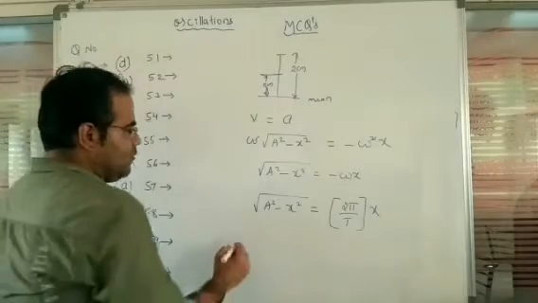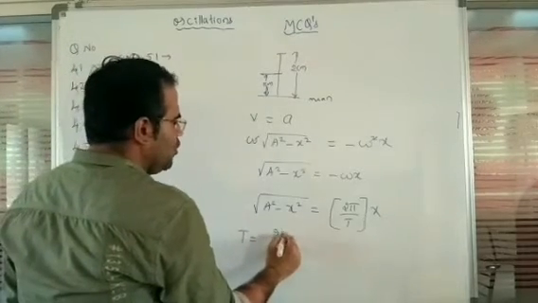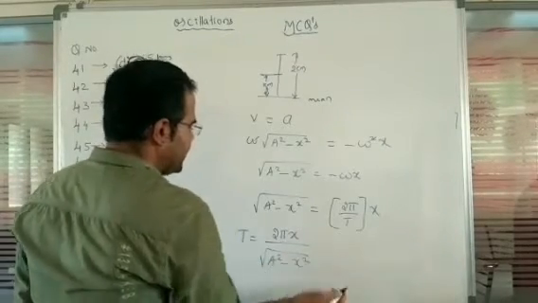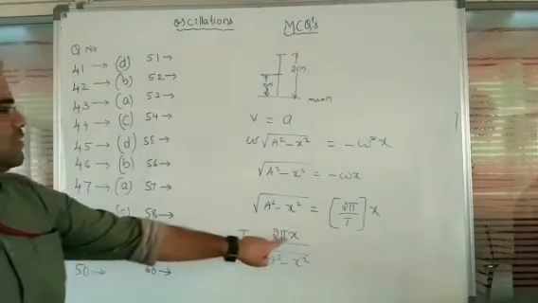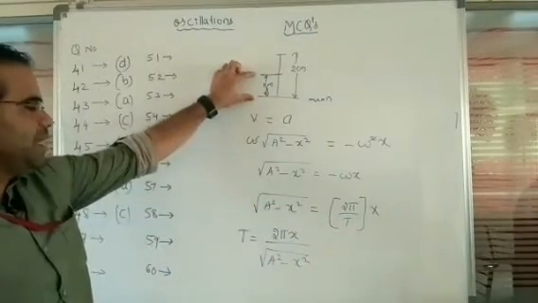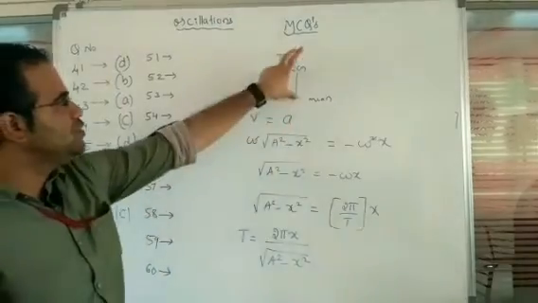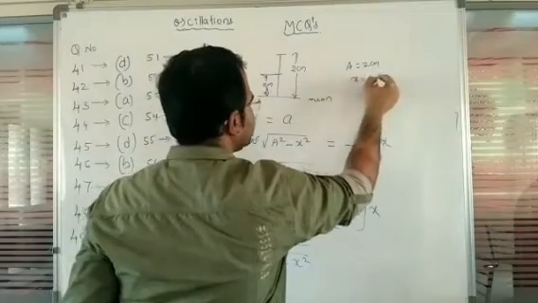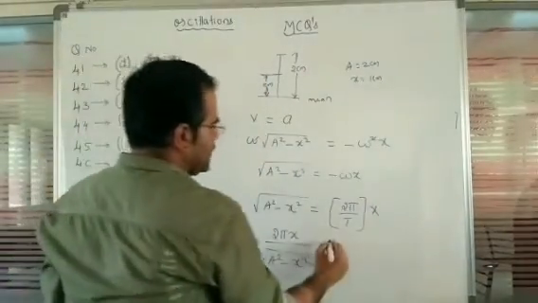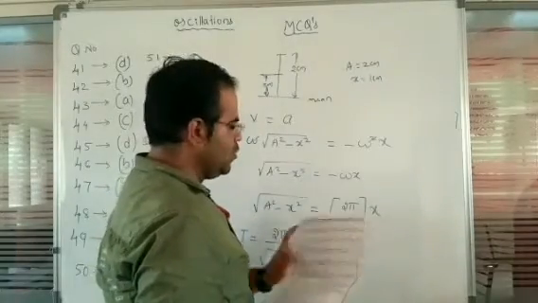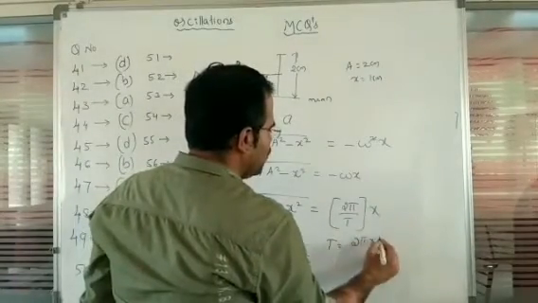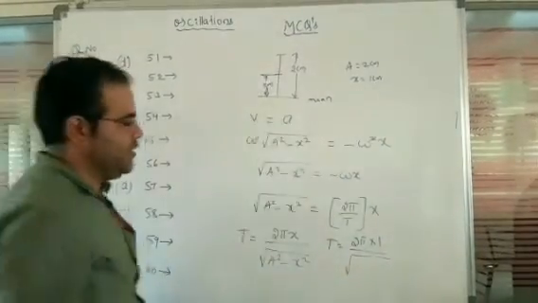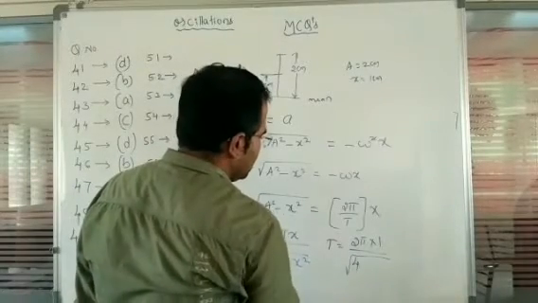In that one, again we observe T is equal to 2 pi x divided by under root of a square minus x square. So now we are going to observe what the x value is. The x value is 1 centimeter and we have the amplitude 2 centimeter. So the amplitude is 2 centimeter and the displacement is 1 centimeter. Just substitute in this equation. When we substitute here, we are going to observe 2 pi into 1 centimeter divided by under root of a square. So a is 2 centimeter, a square we can write 4 minus 1.